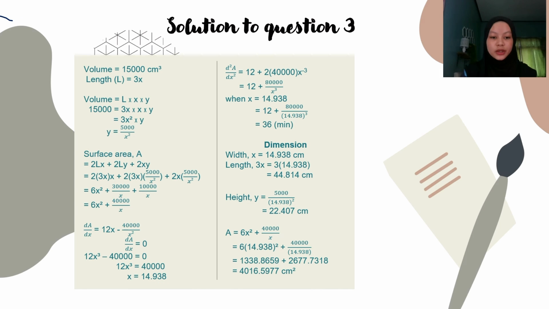Okay, so for the minimum surface area, we can take the surface area formula that we got, which is 6x squared plus 14,000 over x. We just replace the x with 14.938, and we got 4,018.5977 cm squared.